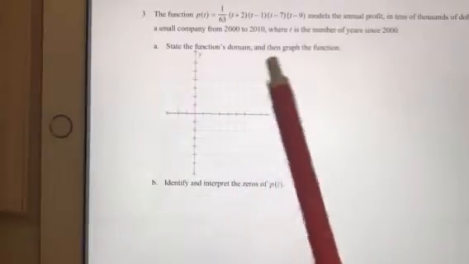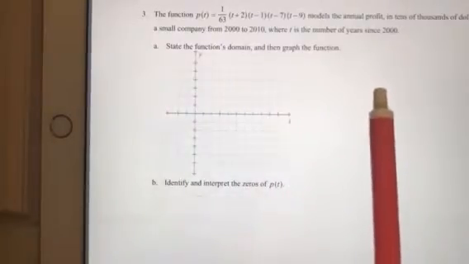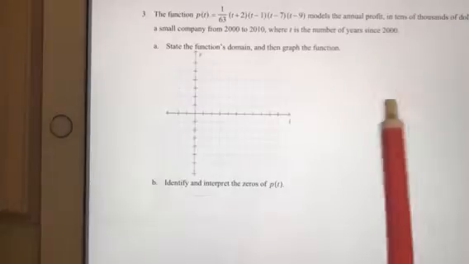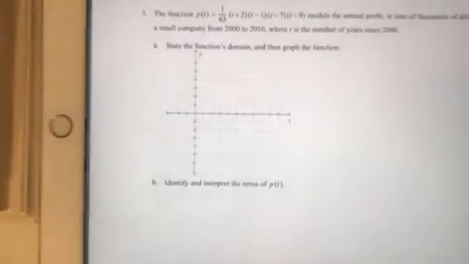So the function's domain is going to be 0 is less than t, which is less than 10. That is our domain. I will write that down.